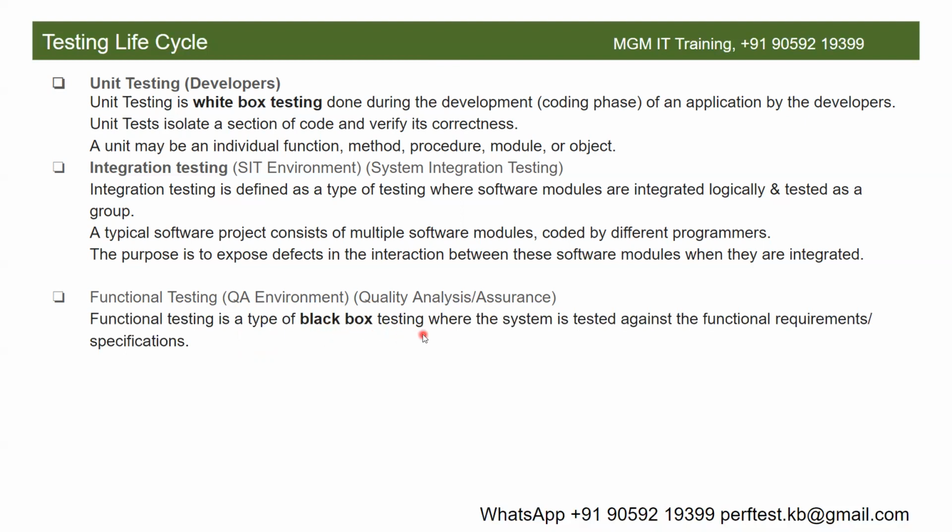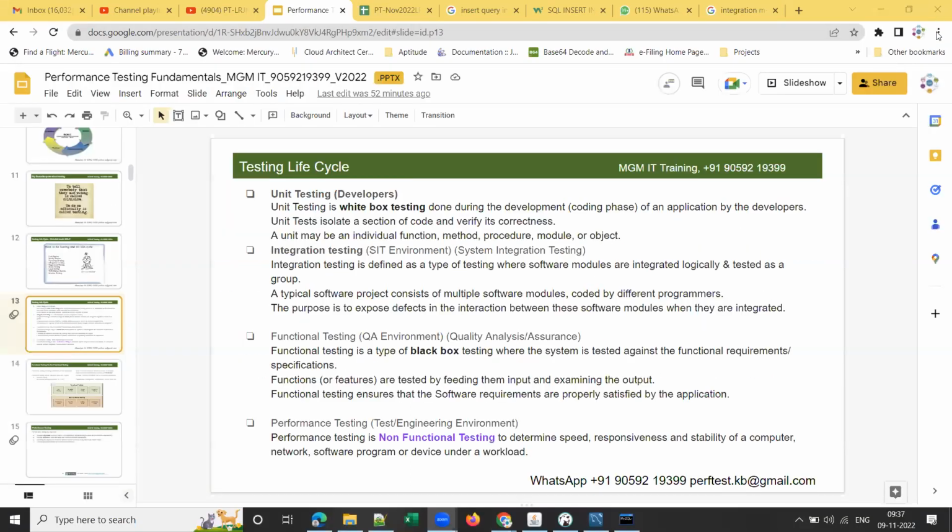Why it is called black box testing is that the functional testing team will not know the code and all. The logic which is implemented and the programming language that is used, they will not be good in that, but they do the testing. The testing done by the functional testing team is called black box testing, where the system is tested against the functional requirements or specifications. Now you should understand this term, functional requirements or specifications. Okay. So for that, I'll take one example.